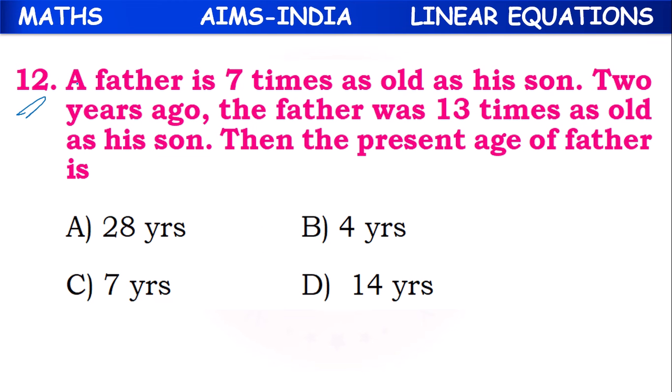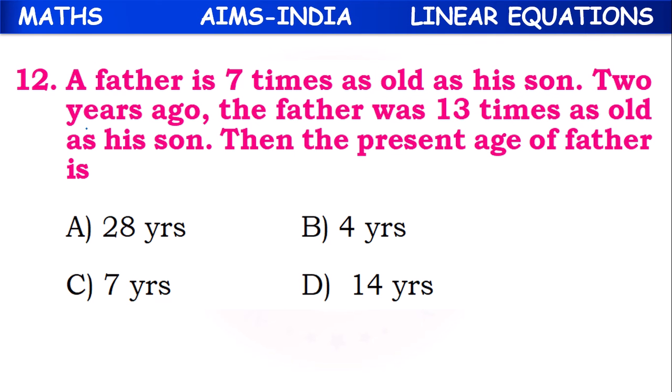Next one, 12th question. A father is 7 times as old as his son. As old as means having the same age as his son, related to age actually. A father is 7 times the age of his son. 2 years ago, the father was 13 times as old as his son.